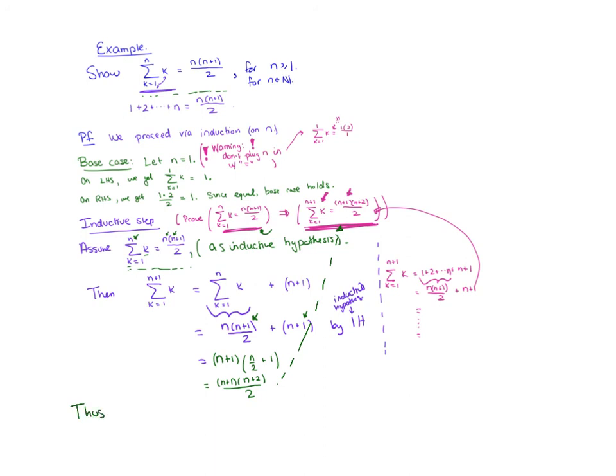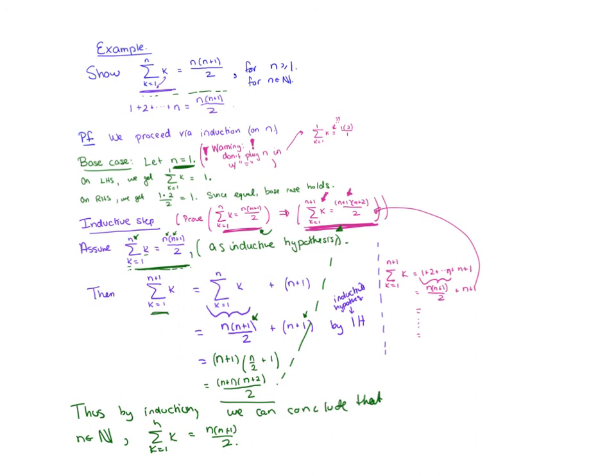Thus, by induction, since I proved that P sub 1 was true, the statement was true when n equals 1, and I showed that for any n that it's true for n plus 1, we can conclude that for all n in the set of natural numbers, the sum from k equals 1 to n of k is equal to n times n plus 1 over 2.